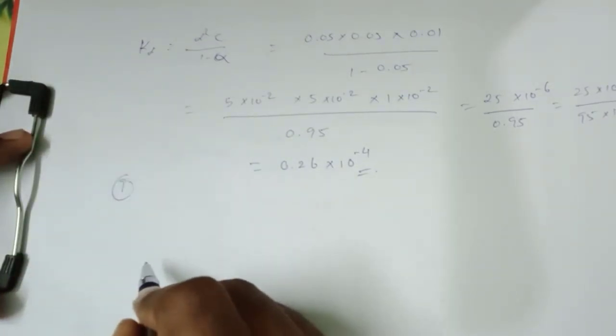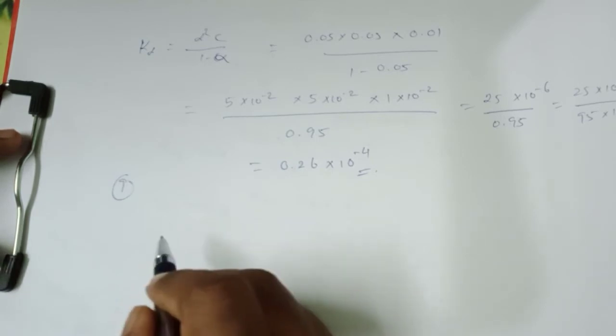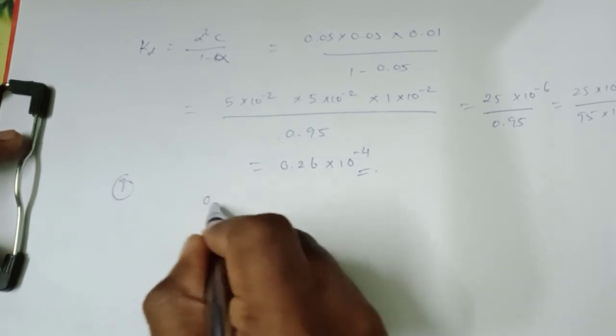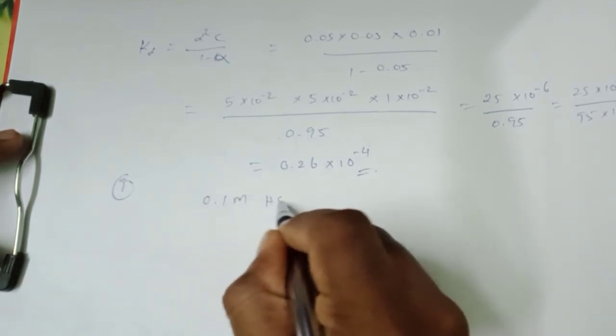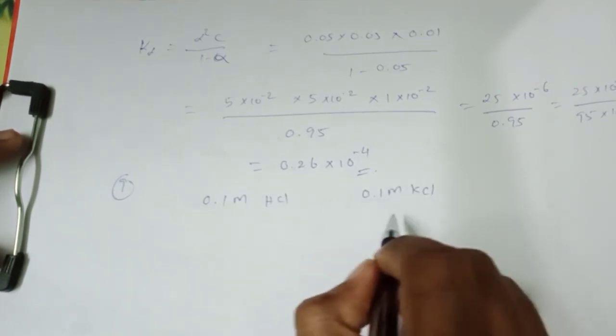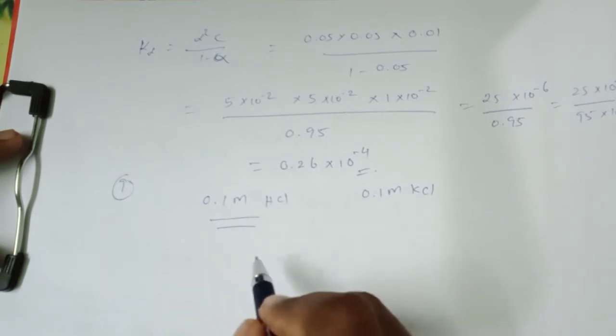Which of 0.1 molar HCl and 0.1 molar KCl do you expect to have a greater molar conductivity value, and why? Among 0.1 molar HCl and 0.1 molar KCl, when you compare these two, 0.1 molar HCl will have the greater value.